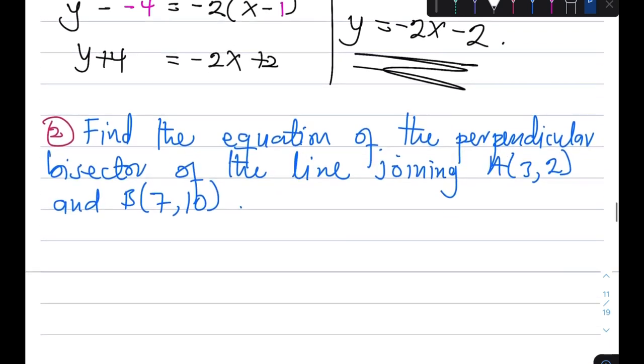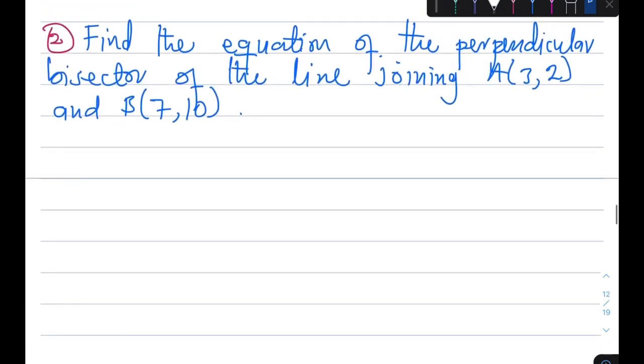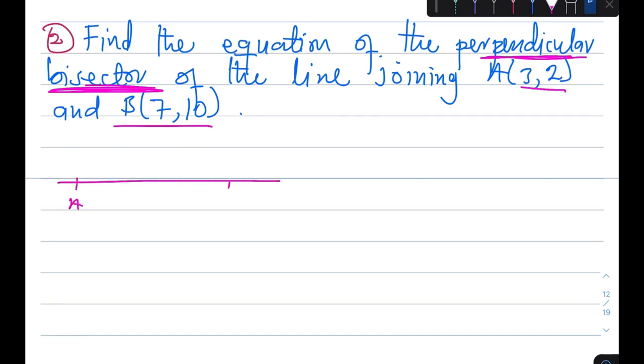All right, let's consider the next question. It says to find the equation of the perpendicular bisector of the line joining A and B. Now, take note of this word, bisector. What bisector means is that the perpendicular line we are talking about divides the line AB into two equal parts. So if this is line AB, the perpendicular bisector would actually divide this line into two equal parts. Okay?